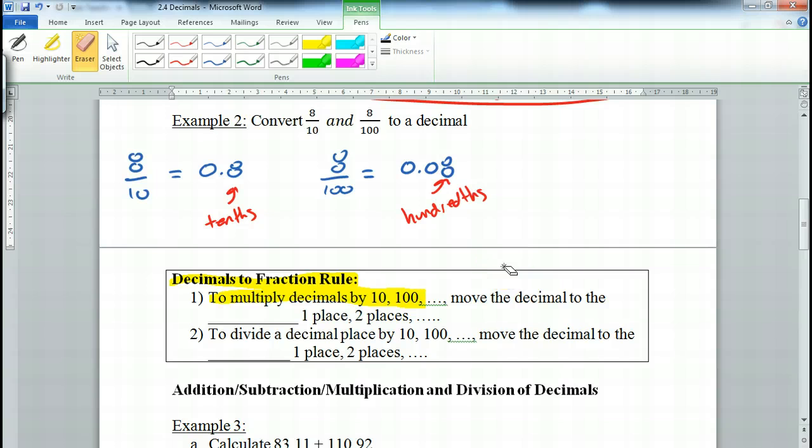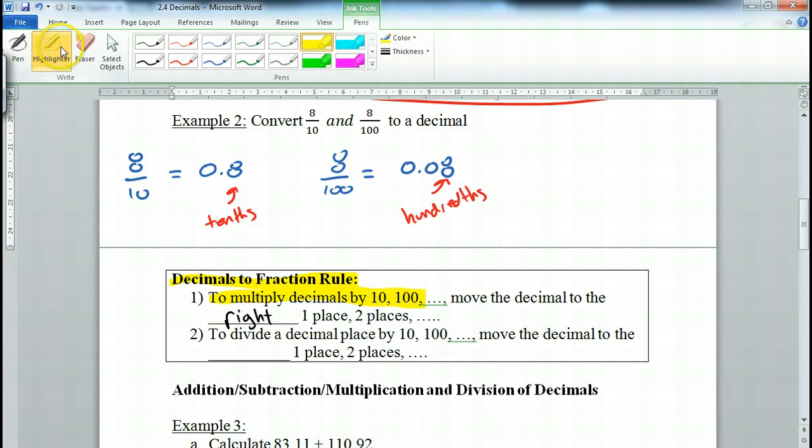Okay, so when converting decimals to fractions, to multiply decimals by 10, 100, 1,000, 10,000, any power of 10, you move the decimal to the right, one place or two places or three places, depending on what power of 10 you're multiplying by. So if you're multiplying by 10, you move the decimal place one to the right. If you're multiplying by 100, you move it 2 to the right.